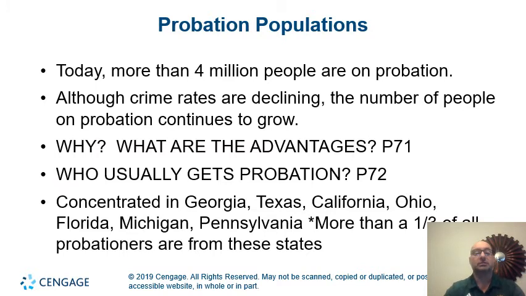Probation populations: today more than 4 million are on probation. I can let you read through this. Although crime rates are declining, the number of people on probation continues to grow. Why? What are the advantages? This is something that we would talk about on page 71, and who usually gets probation is on 72. These sections, I'm not going to read them. I want you to go to your book. This is something that you will actually talk about in your assignments. So make sure that you go to pages 71 and 72 so you can ensure that your brain is in tune and you can give good answers on that.